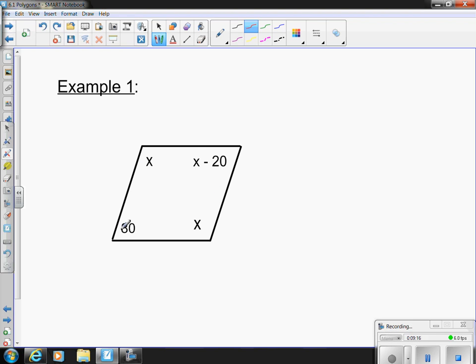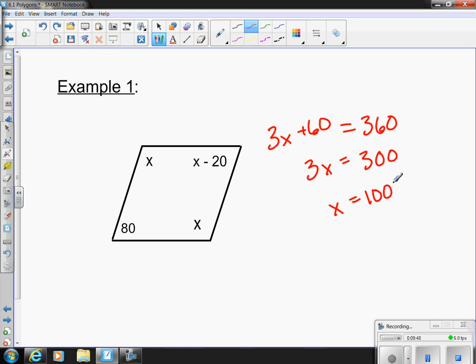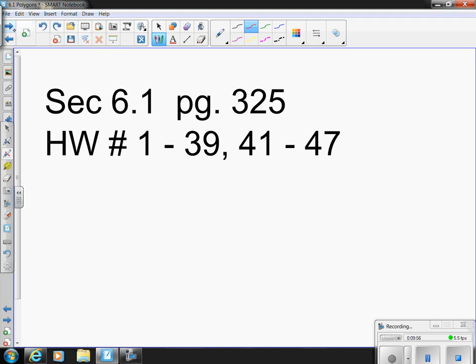So that way we can use that to solve for x in an equation like this. I'm going to add all these together and set it equal to 360. So the sum, x plus x plus x, I have 3 x's, minus 20 and a positive 80 make a positive 60. So subtract 60 from both sides and divide by 3. x equals 100. Okay, and so this is 100, that's 80, that's 100, that's 80. There's your homework.